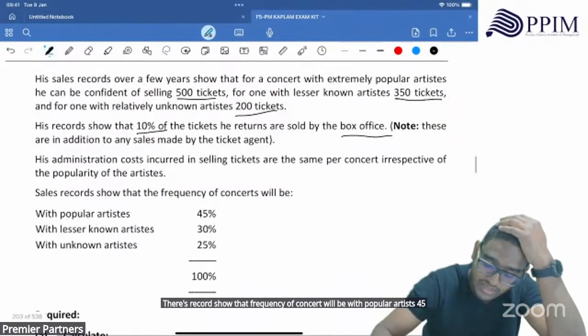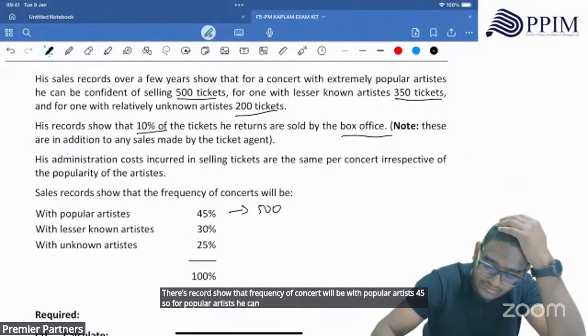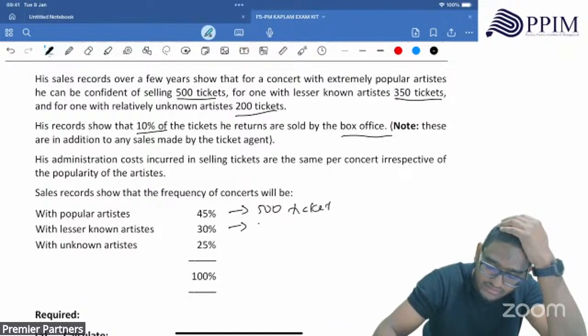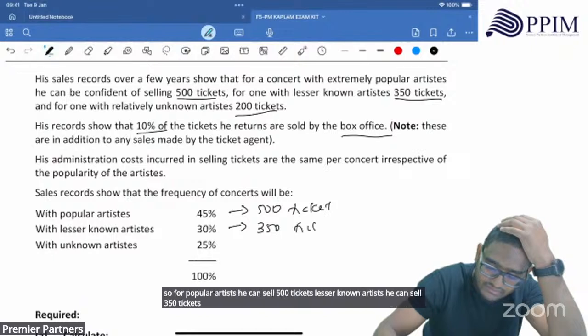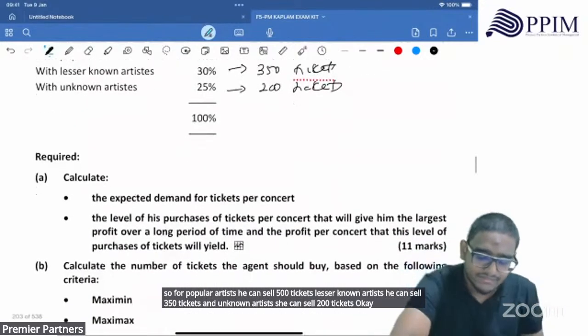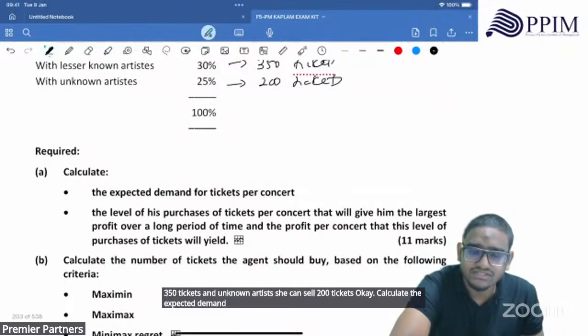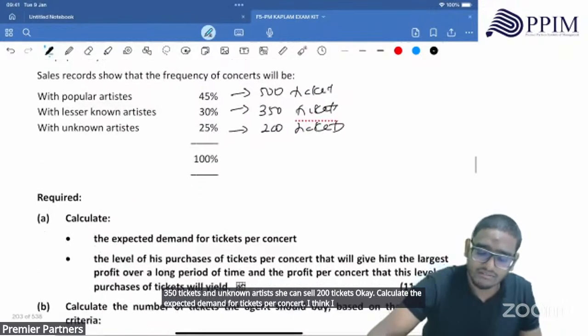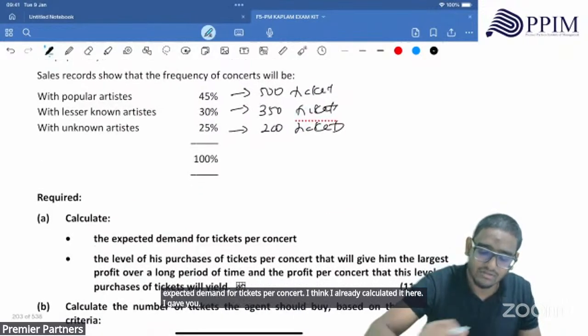So for popular artists, he can sell 500 tickets. Lesser known artists, he can sell 350 tickets. And unknown artists, he can sell 200 tickets. Okay. Calculate the expected demand for tickets per concert. I think I already calculated it here and given you. Okay, calculate that quickly.